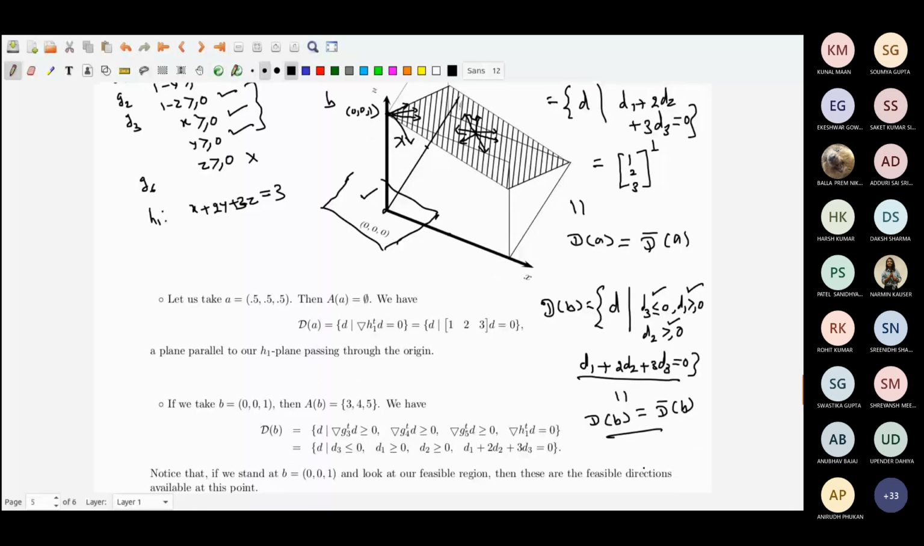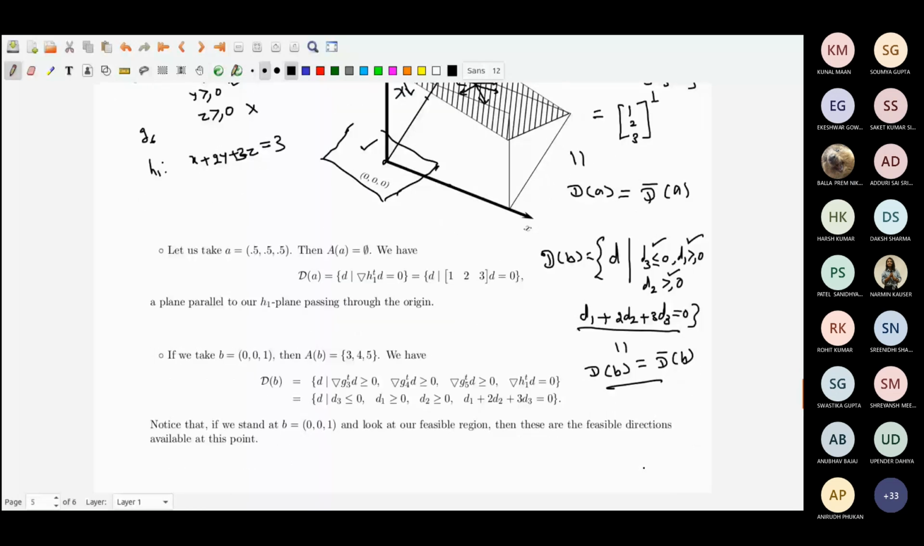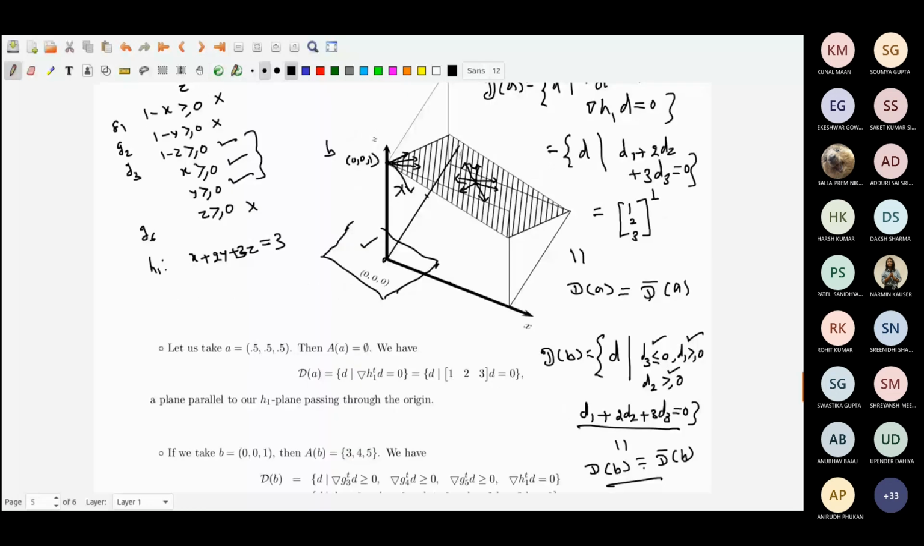So essentially, if you stand here, and you take a new point C or something here, at this point you will get essentially all these directions that are available. That will come out to be the linearizing cone. In the picture, what I am showing is the affine structure.